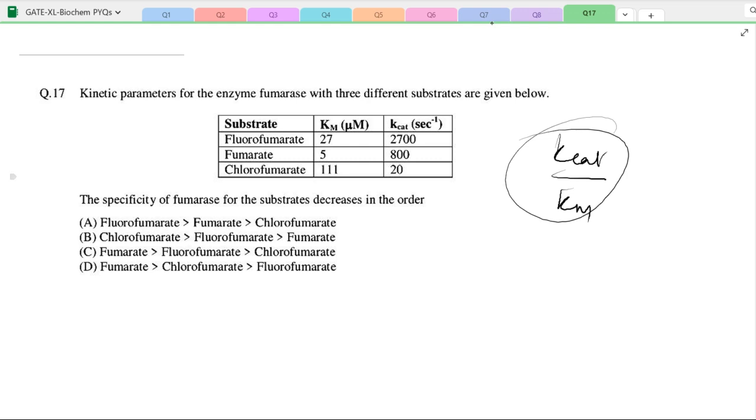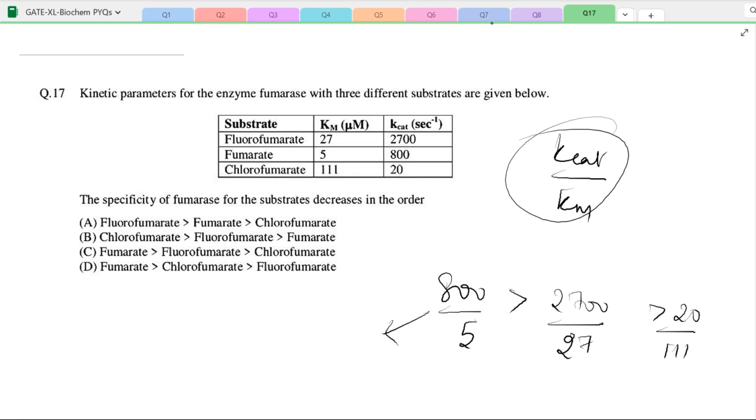for a given substrate. And if you look at this, we can clearly say that 800 divided by 5 is greater than 2700 divided by 27, which is greater than 20 divided by 111. So 800 divided by 5 is for fumarate, right? Yeah, fumarate, which is greater than for 2007, which is greater than fluorofumarate, and this is greater than chlorofumarate.